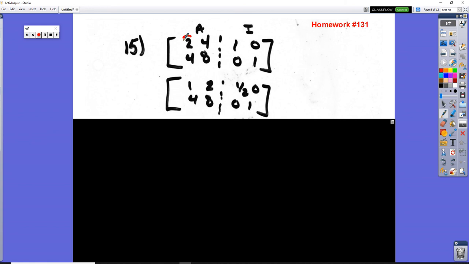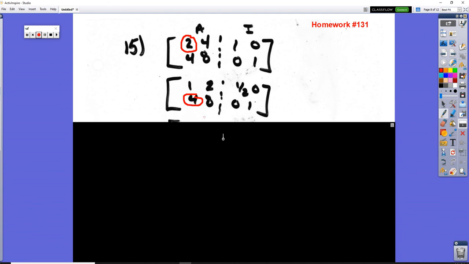And the first thing I did here is I wanted to turn my top left corner into a 1, so I divided everything in the top row by a 2. That's going to be 1, 2, 1/2, 0. And now I'm going to use the top row to help me get rid of this 4 right here. So that means I'm multiplying my top row by -4 and adding with the bottom. The whole reason that I'm doing this is I'm trying to eliminate the 4 and turn that into a 0.